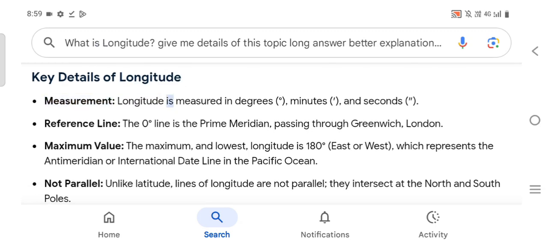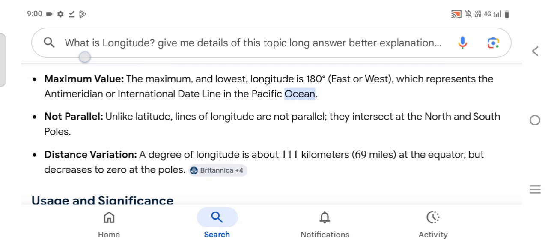1. Measurement. Longitude is measured in degrees, minutes, and seconds. 2. Reference line. The 0 degrees line is the prime meridian, passing through Greenwich, London. 3. Maximum value. The maximum and lowest longitude is 180 degrees, east or west, which represents the anti-meridian or international date line in the Pacific Ocean.